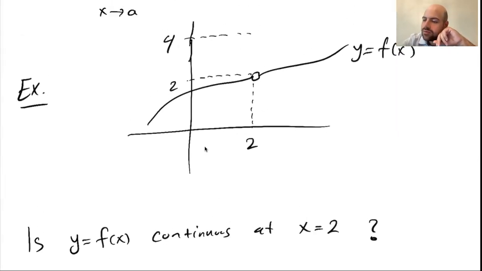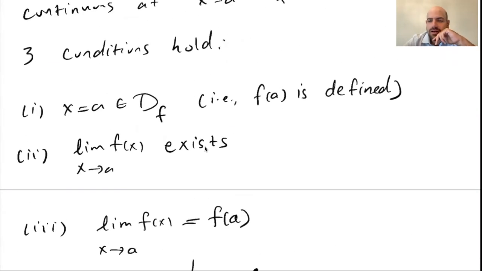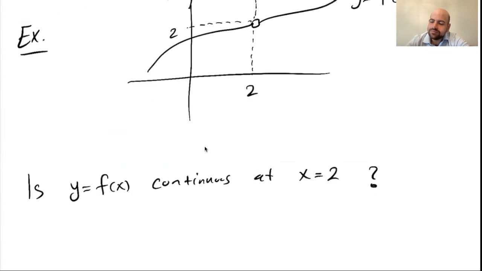So this point is right above 2. Okay, so here. So we have to check if all these three conditions hold, then we say that the function is continuous at the point. Otherwise, we say the function is discontinuous at that point.